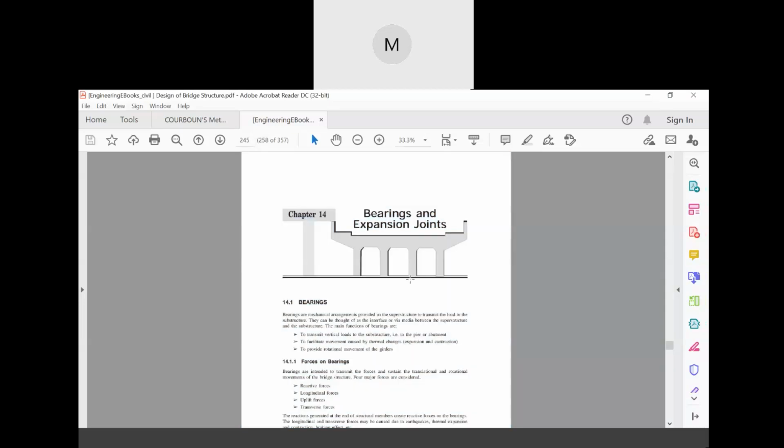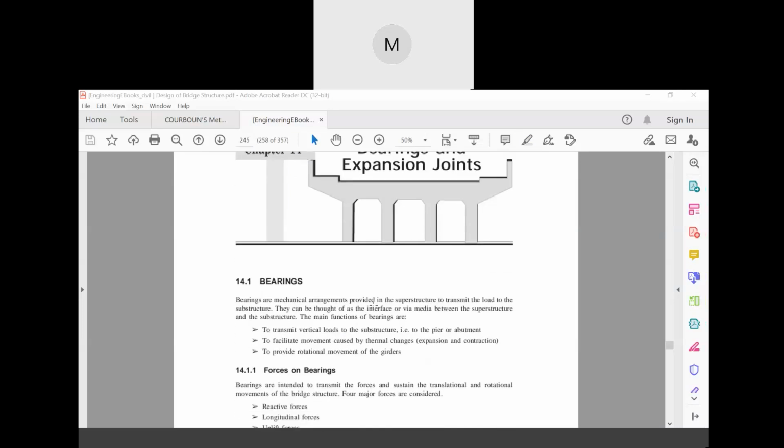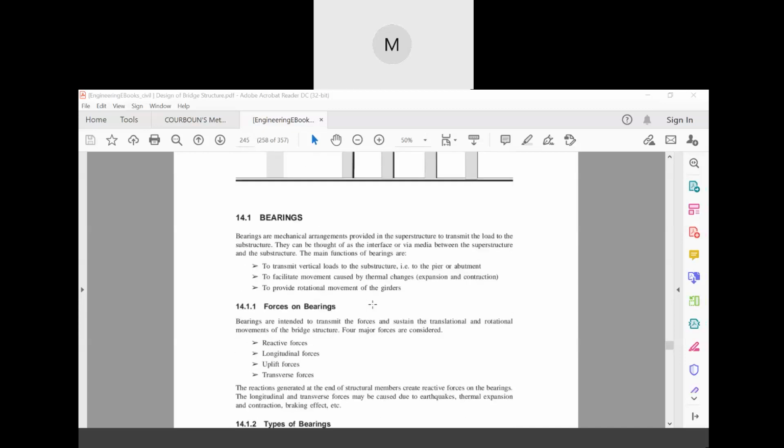Yes. Okay, fine. Now, bearings and expansion joints. What are these bearings and expansion joints? These are mechanical arrangements that are provided in the superstructure of the bridge so as to transmit the load to the substructure.